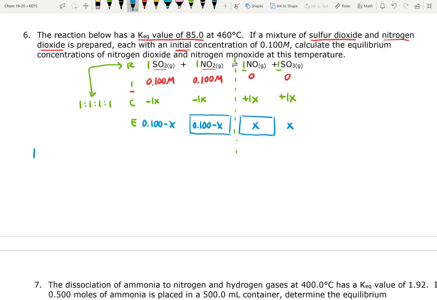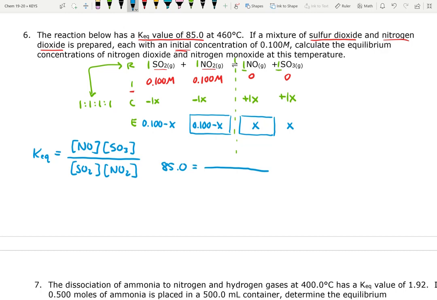So let's step back again as usual to the KEQ expression. What will our KEQ expression be? Well, it's going to be NO on the top and SO3 on the top, both to the first power, SO2 and NO2 on the bottom as reactants, both to the first power. That's my expression. The line's a little big. Shrink that down. What do I know with that? Well, I know the KEQ value. So that's 85. That was given at the top of the problem.